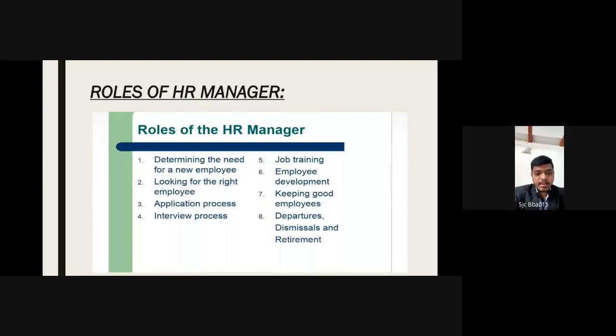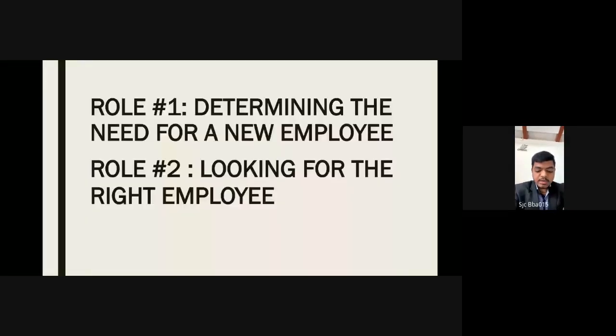So roles of HR manager: there are 8 roles. They are determining the need for a new employee, looking for the right employee, application process, interview process, job training, employee development, keeping good employees, departures, dismissals, and retirement. One by one I will be explaining the roles. 1 to 4 will be explained by me. So role one, determine the need for a new employee.